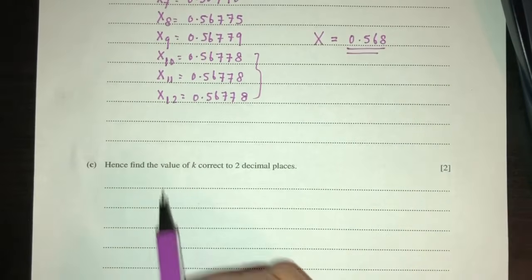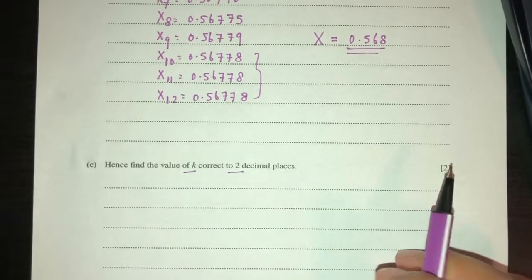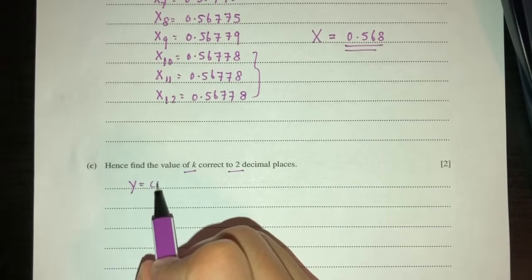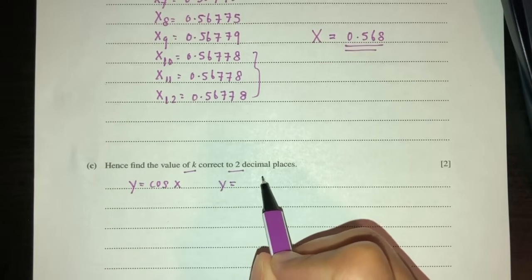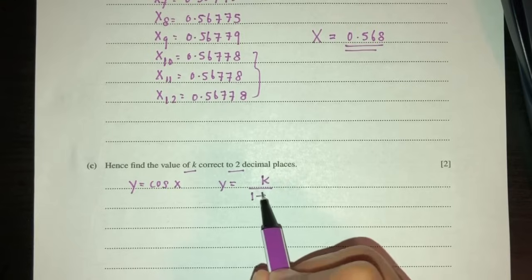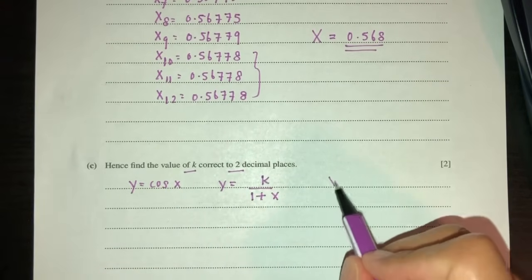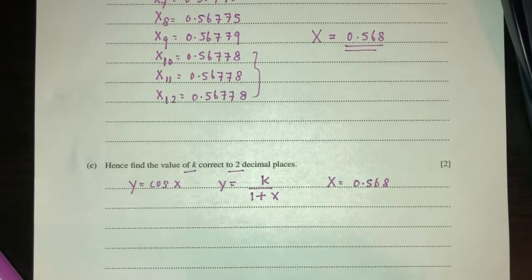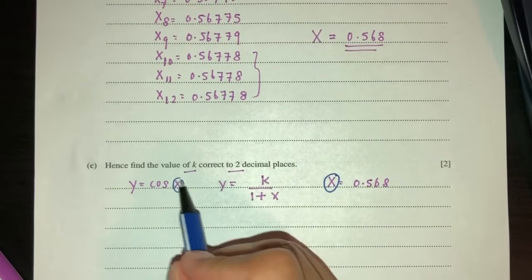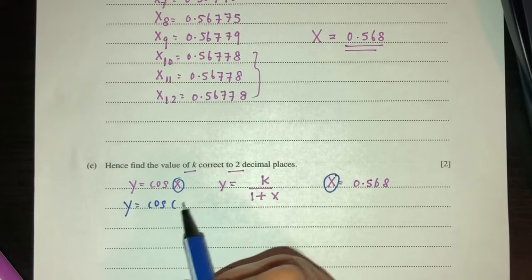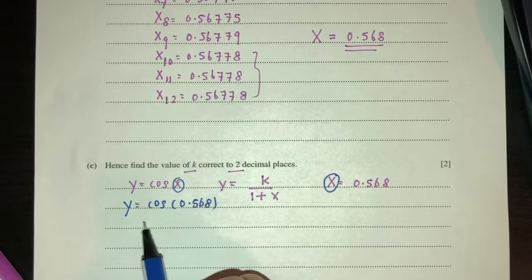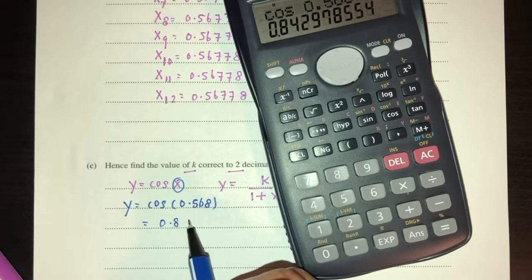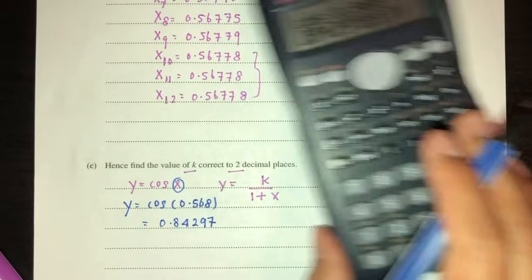Now part C, hence find the value of k, correct to 2 decimal places. So you have to use the equation. As you have seen, we have two equations, y is equal to cos x and y is equal to k divided by 1 plus x. We have found the value of x is equal to 0.568. We have to find the value of k. So pretty easy. First, we replace x right here. You'll have y is equal to cos of 0.568. So cos of 0.568 will become 0.84297. That is your value for y.